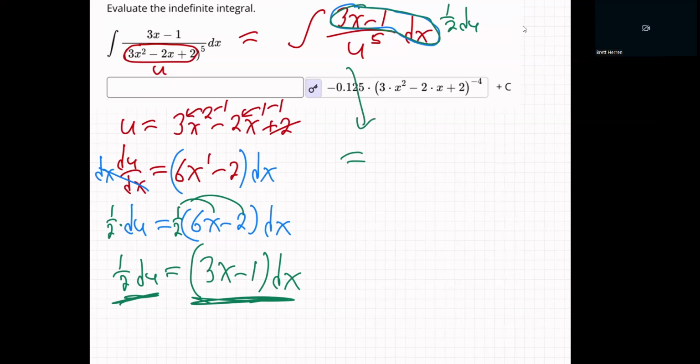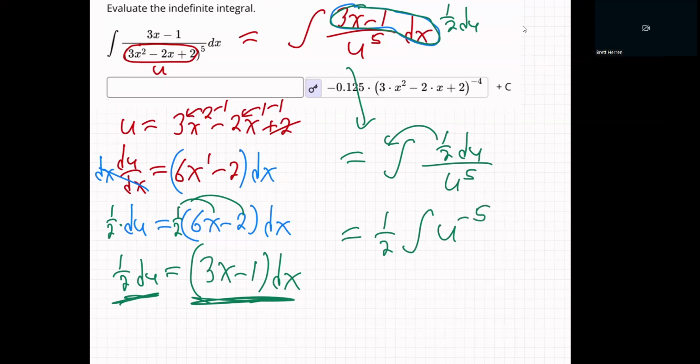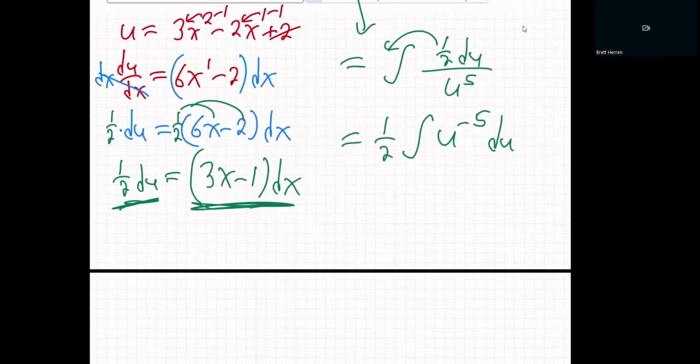So that means right here, this 3x minus 1 dx is a half du. So this integral becomes the integral of a half du over u to the fifth. Let's rewrite that. Let's put this half in the front, and let's make this u to the minus 5 du, because u is on the bottom. So now we're ready to do the antiderivative. The integral and the du, the operators, operate on that thing. They do their antiderivative thing.